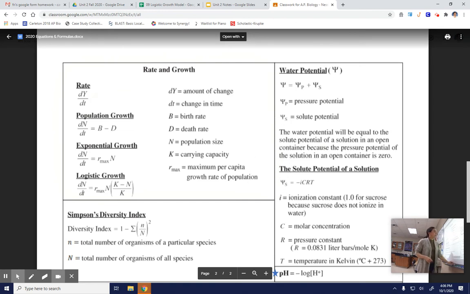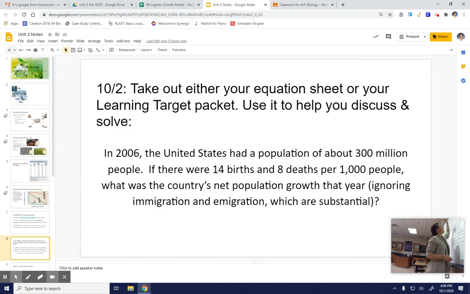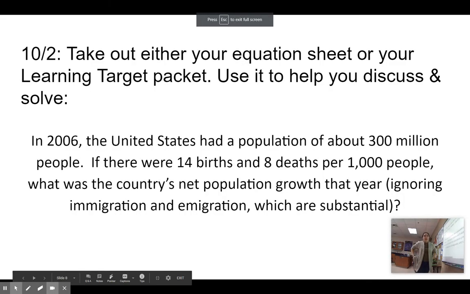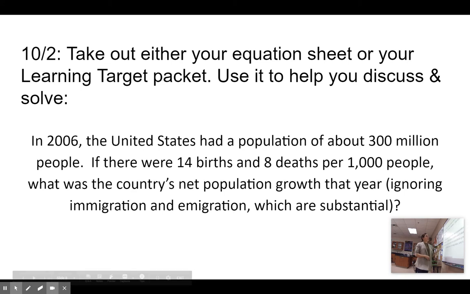To start out with, I'm going to give you a problem to consider. You can use those equations on your equation and formula sheet to help you figure out where to start on this. But read through this question and give this a shot and see if you can figure out the population growth rate for this population.